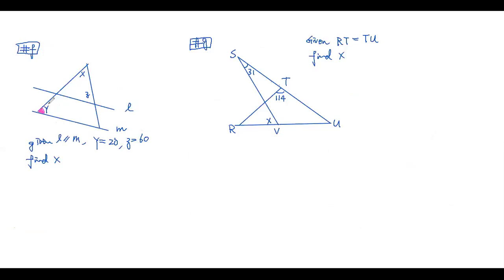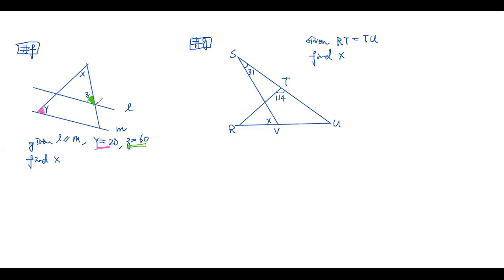And the angle Z, this one here, is what? It's the 60s here, right? So those are given, so that's why I mark it. So this is a 60 and this is 20. I'm going to find the X.